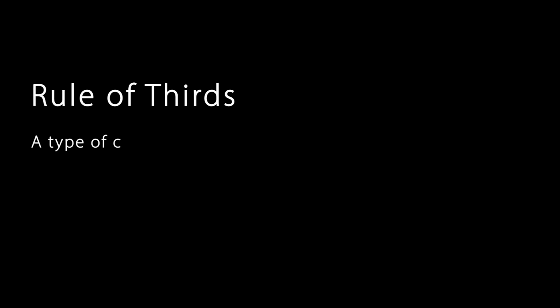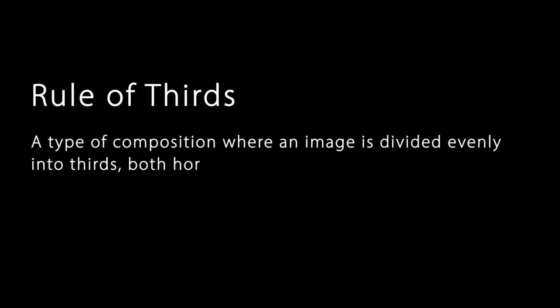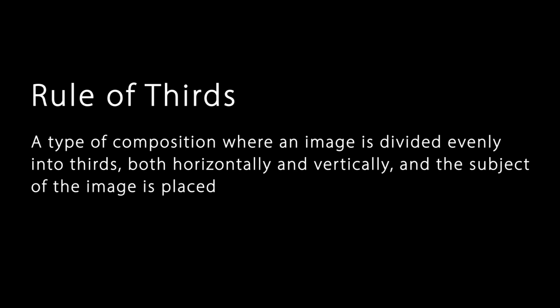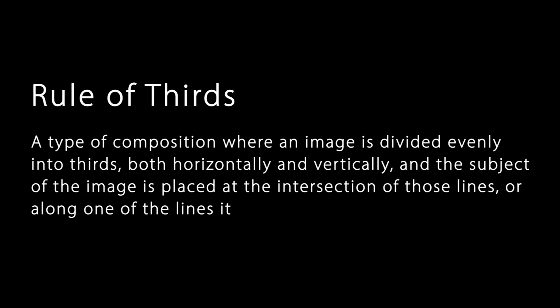Today, we're going to look at one of the most fundamental composition tools in photography and film, the rule of thirds. The rule of thirds is a type of composition where an image is divided evenly into thirds, both horizontally and vertically, and the subject of the image is placed at the intersection of those lines or along one of the lines itself. Some filmmakers and videographers love the rule of thirds, others are not so keen.